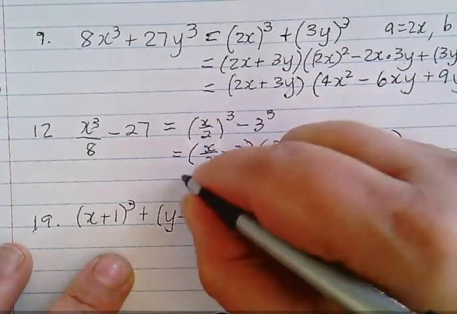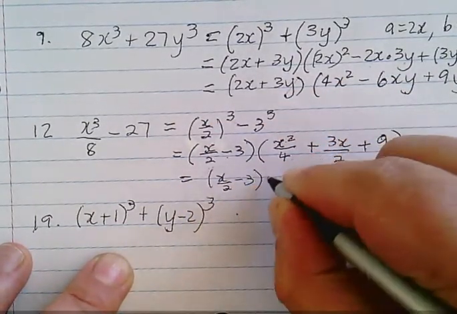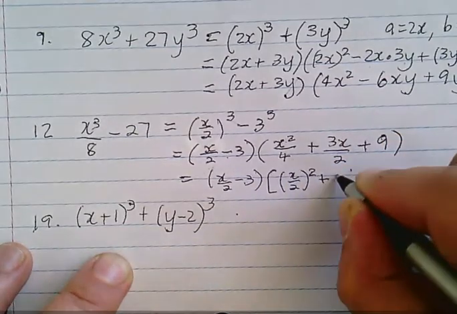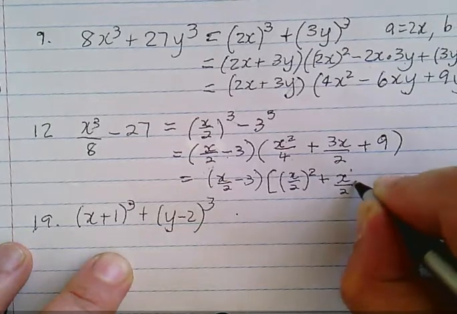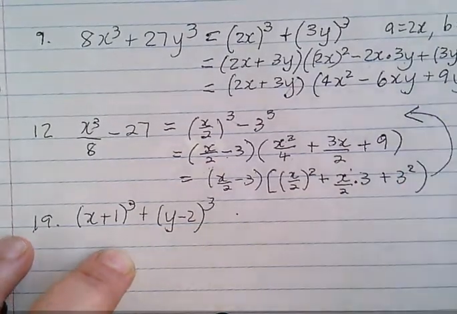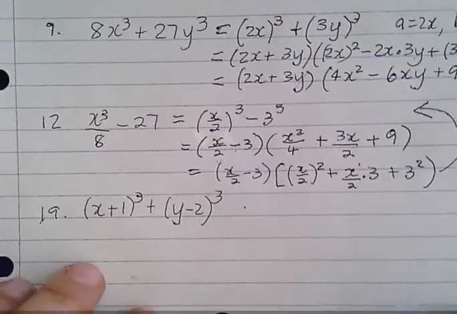I'll show you the intermediate line. It would have been this: x over 2 minus 3. You could have written it like this: x over 2 squared plus x over 2 times 3 plus 3 squared. If you wanted, you could have inserted that in there. That's just showing that extra line of working.